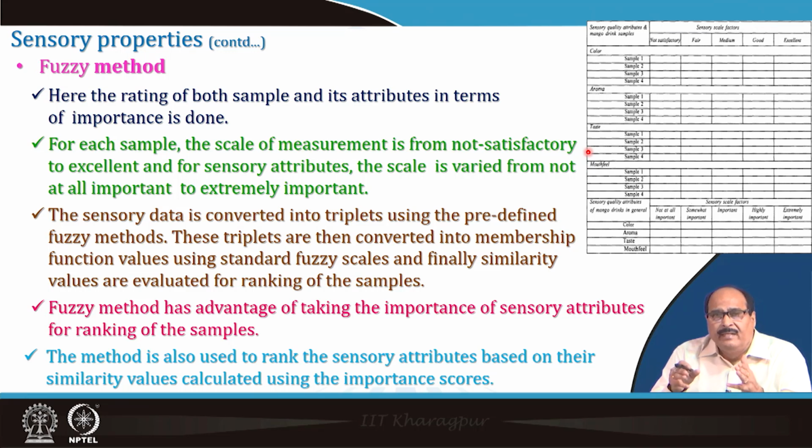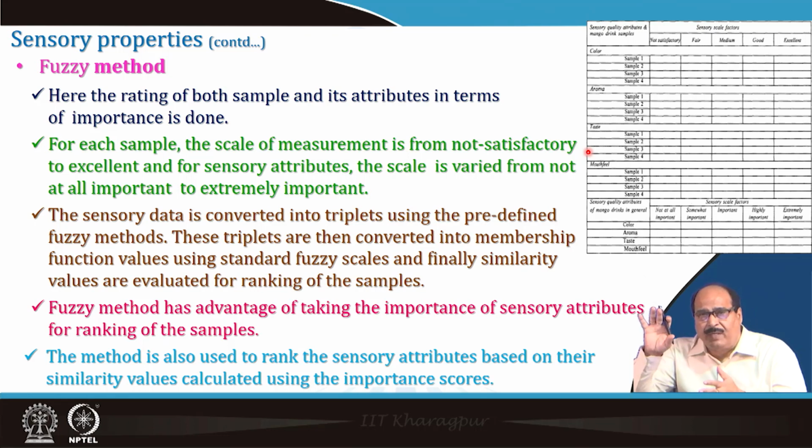for ranking the samples. The fuzzy method has the advantage of taking the importance of sensory attributes into account for ranking the samples. The method is also used to rank the sensory attributes based on their similarity values, which are calculated using the importance scores, that is, which score is given more importance and which score is given less importance.